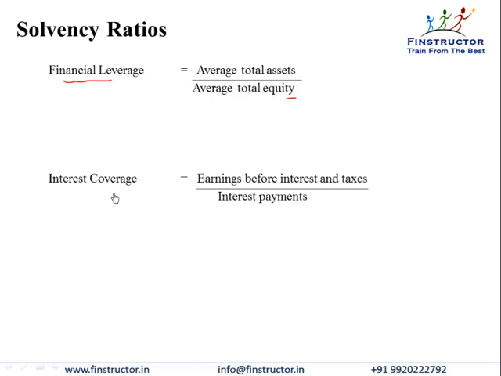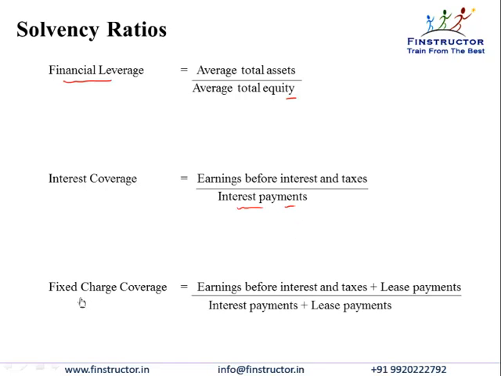Interest coverage tells us if the company is making enough earnings to meet its interest payments. So after earnings before interest and tax, we are supposed to pay interest. So is the earnings before interest and taxes sufficient to make our interest payments? If not, then the company may have to borrow more or may have problem funding its interest costs.